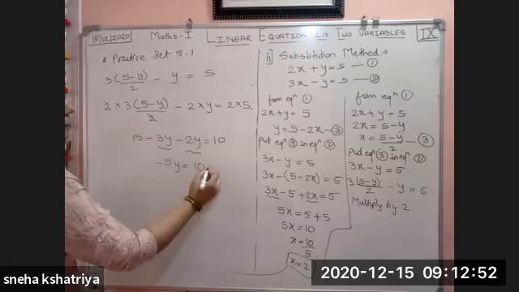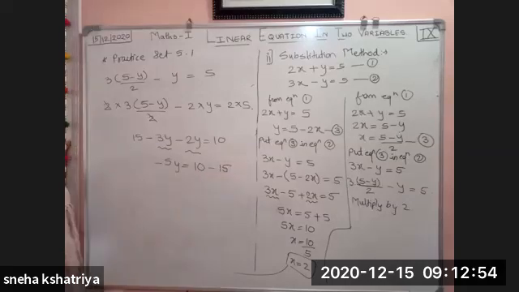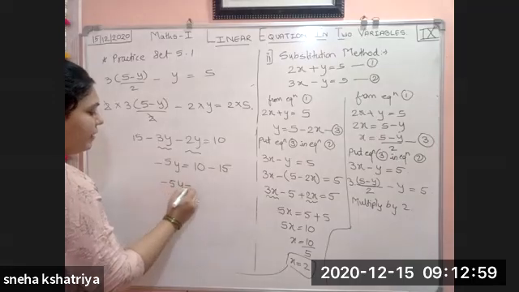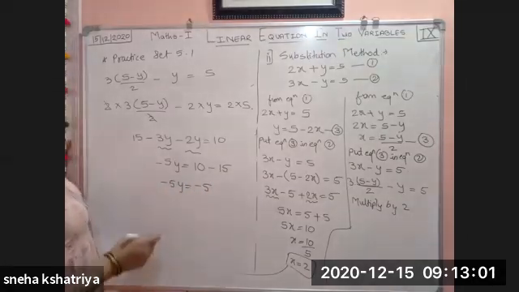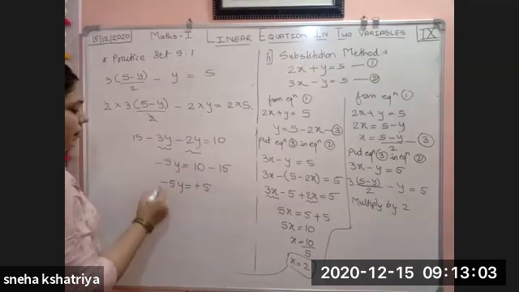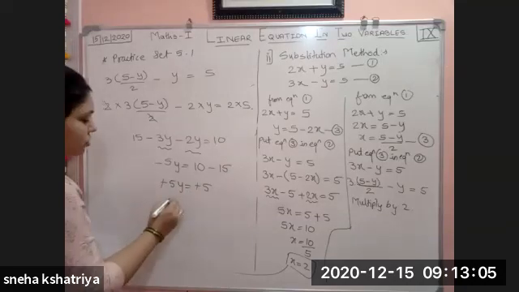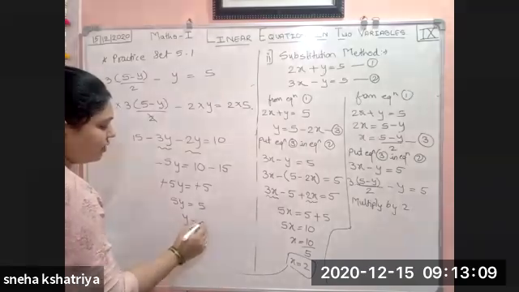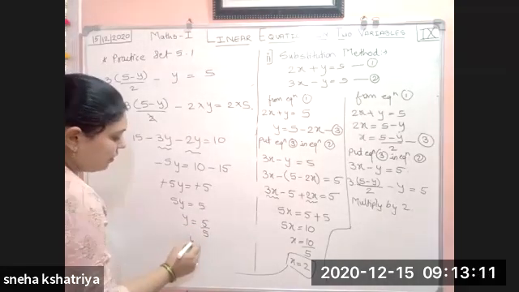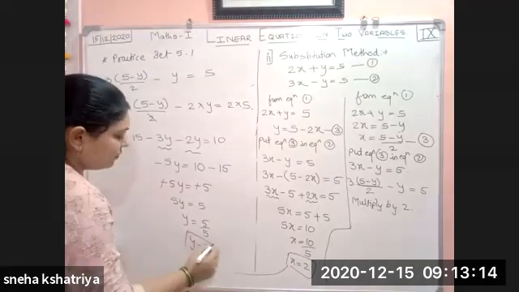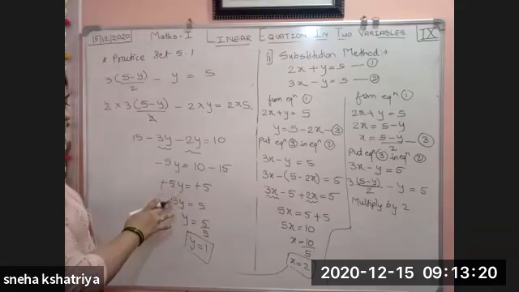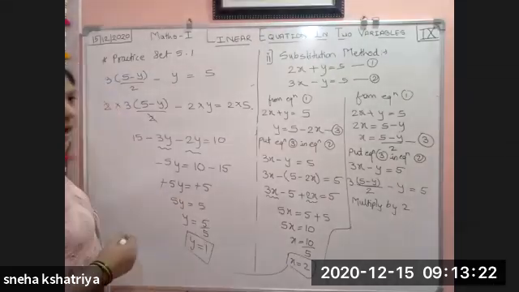This is 15. Shift to the right side, it will become minus 15. 10 minus 15. Here is minus 5y, here it is also minus 5. 10 minus 15. So minus minus gets cancelled. So we get 5y is equal to 5. y is equal to 5 divided by 5. So here we get the y value as 1. So if you see the first method, in which x is equal to 2, y is equal to 1.